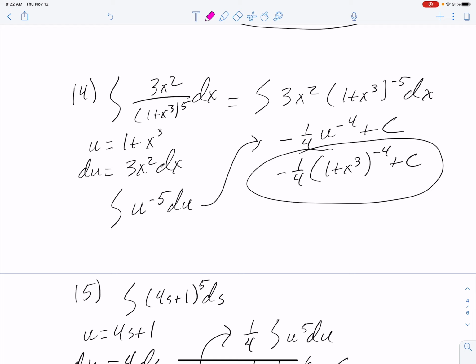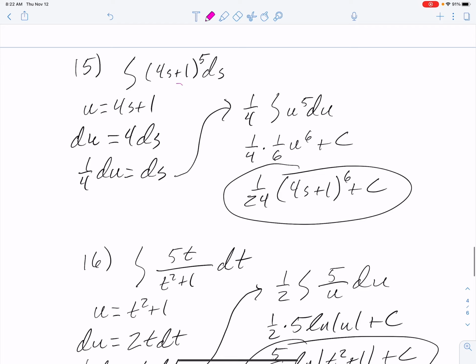14's the same. I can see my function in the function is 1 plus x cubed, and I in fact have the correct derivative. I have the correct coefficient. So when I rewrite my integral, I don't need to have anything in front of the integral sign because I have the correct coefficient. So I've got u to the negative 1/5. I rewrite using my anti-power rule, negative 1/4 u to the negative 1/4, and then substitute my u value back in.